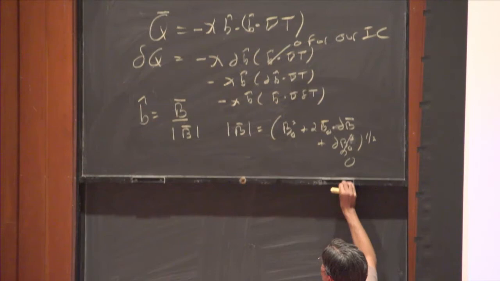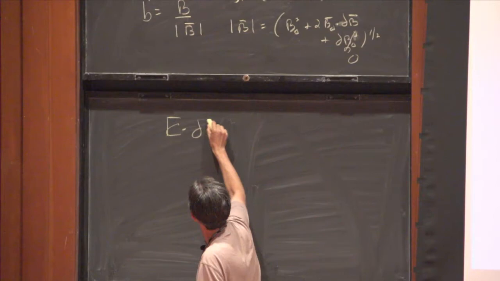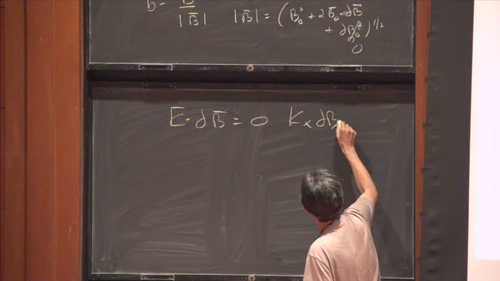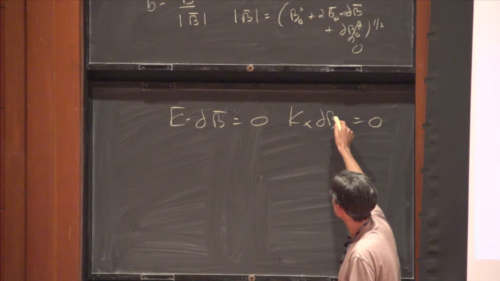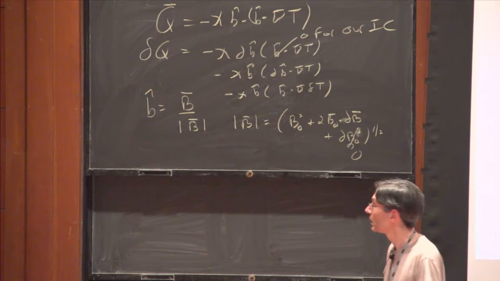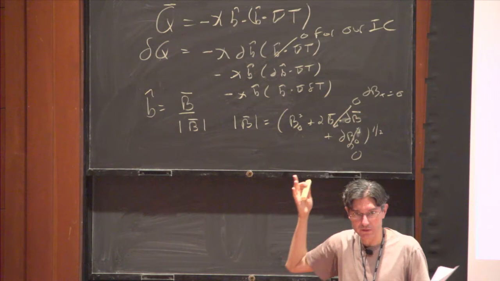And in this particular setup, from divergence of B equals zero, k dot delta B is equal to zero. k is just in the x direction. So that means kx delta Bx is equal to zero, which means delta Bx is equal to zero. But our initial magnetic field is just in the x direction. So that means this dot product is also zero. Again, just for this setup, it's zero.